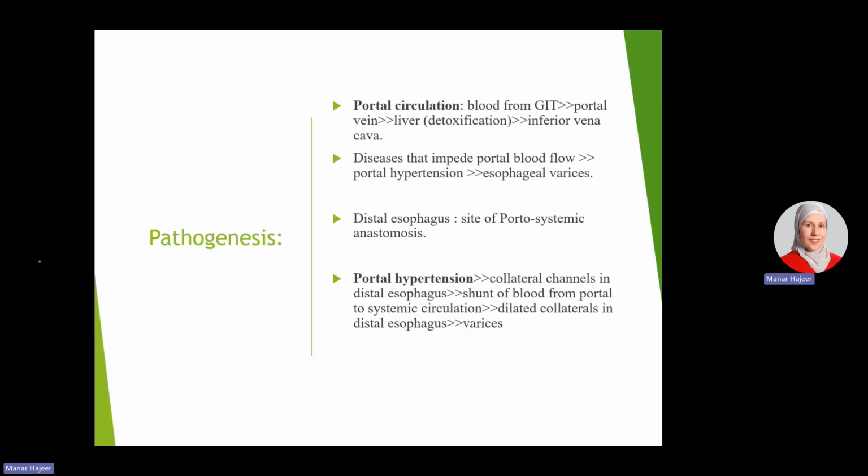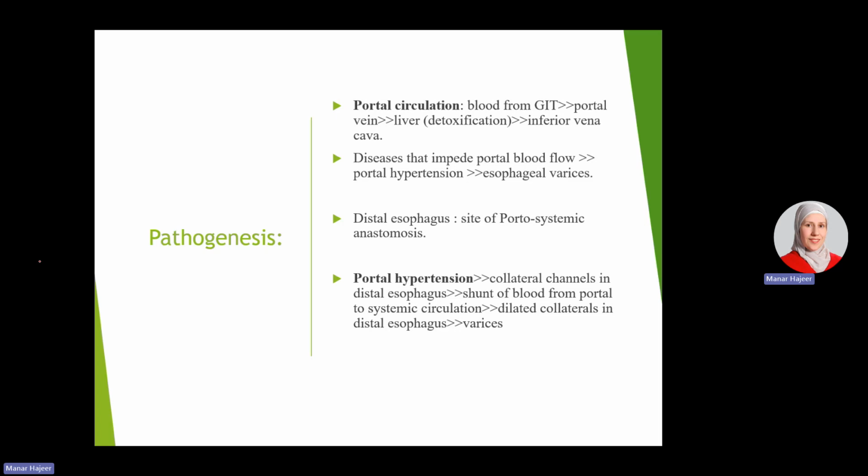The pathogenesis is usually due to portal hypertension. As you know, the GI system is characterized by the presence of a portal circulation. The portal circulation means that blood that collects from the gastrointestinal tract will not go directly to the inferior vena cava. Instead, it will go through the portal vein to the liver for the detoxification of materials, and then it will go through the hepatic vein to the inferior vena cava.